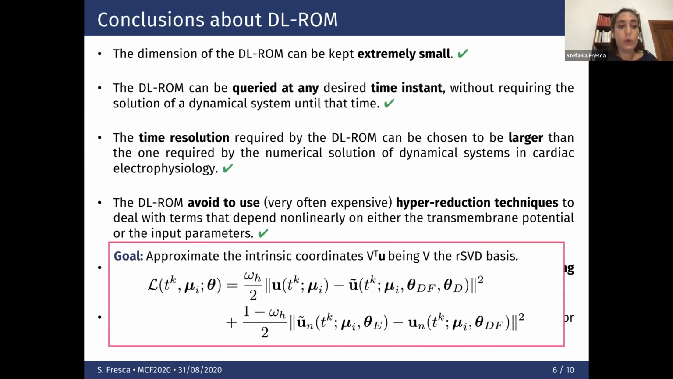But in order to overcome this issue, we extended the DL-ROM to the POD-DL-ROM version, in which the goal is to approximate this time the intrinsic coordinates V transpose u, where we exploit this time the randomized SVD. The per example loss function becomes the one in the slide.